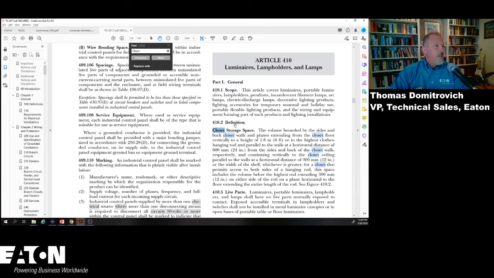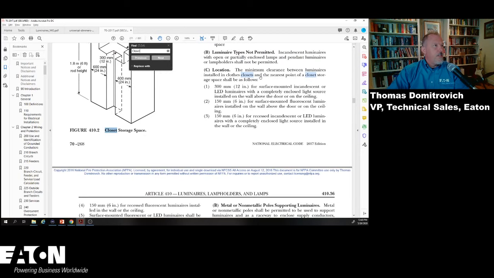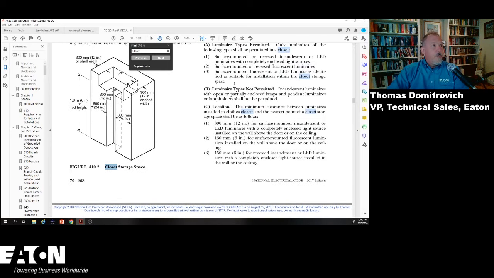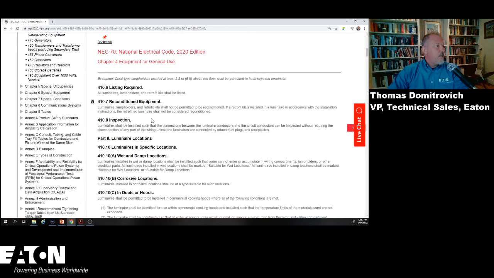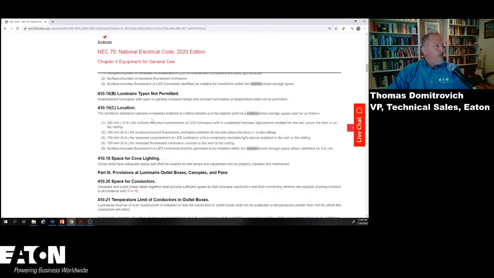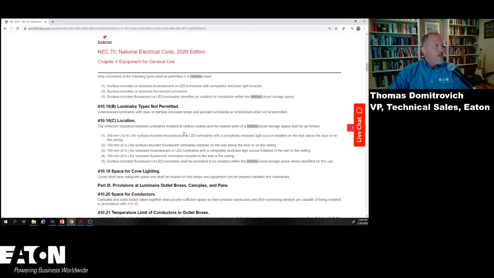Let's just search for closet. Here's the definition, closets in 410.2, just like we said. Location for closets, enclosed closets, nearest point of a closet storage space. All right, so the minimum clearance between luminaires installed in closed closets and the nearest point of a closet storage space. Well, we don't have the definition of a closet storage space anymore. Let's check the 17. This is 410.16(C), closed closets and the nearest point of a closed closet storage space.